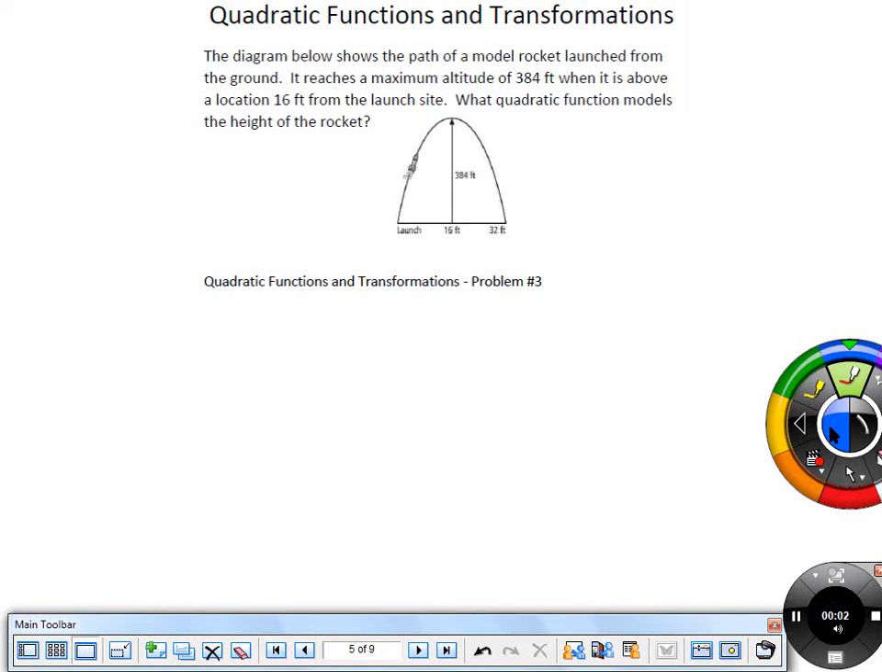The diagram below shows the path of a model rocket launched from the ground. It reaches a max altitude of 384 when it's above a location 16 feet from the launch site. So they were actually very nice to draw the picture.